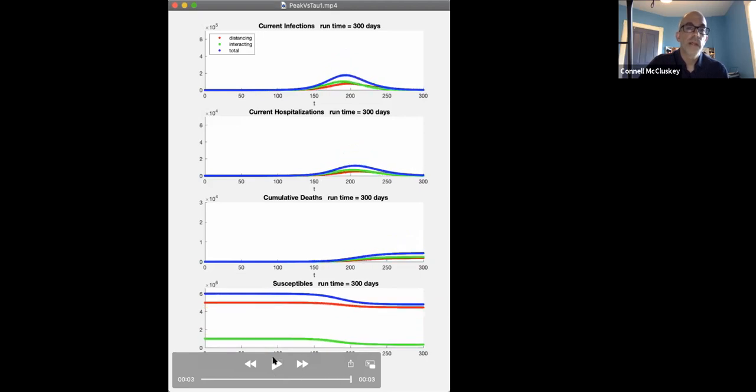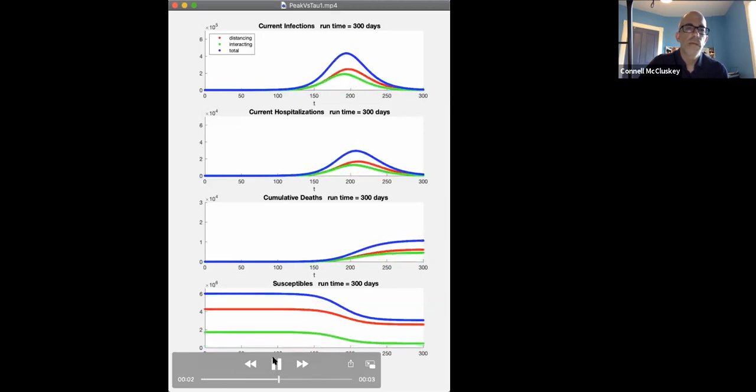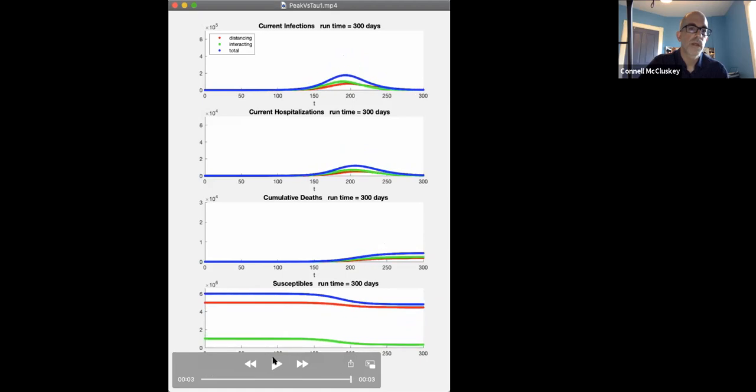The other thing is that the peak doesn't move left to right. And that part really caught me off guard.